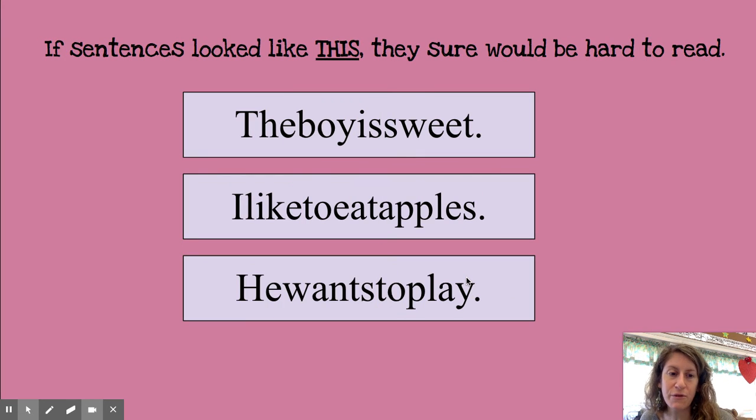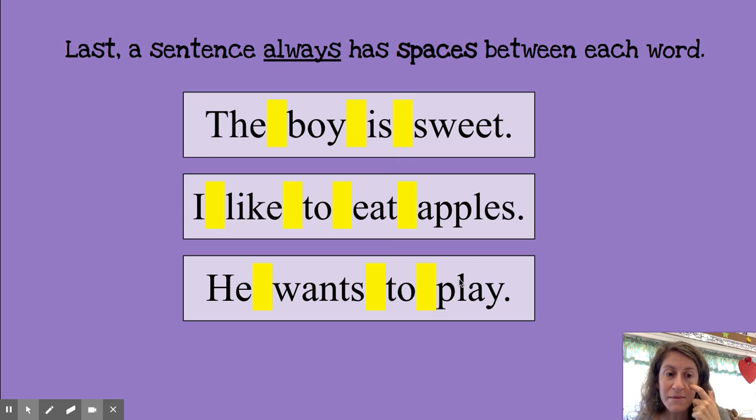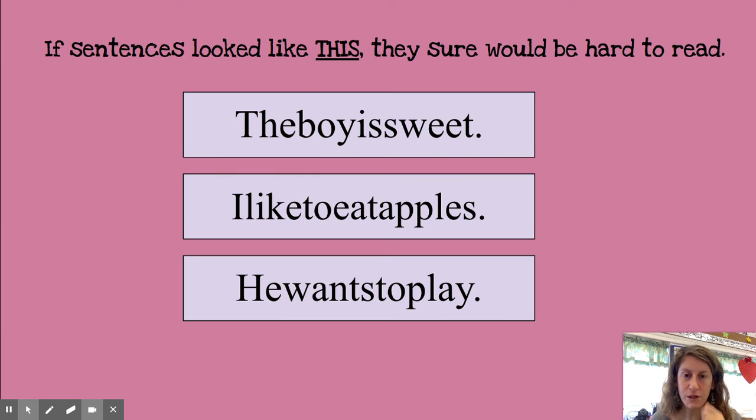Look at these crazy sentences. They are quite hard to read because they don't have spaces. The reason why we use spaces between words is so that it is easier to read, because these are the exact same sentences, but they look really smushed up and jumbled without the spaces.